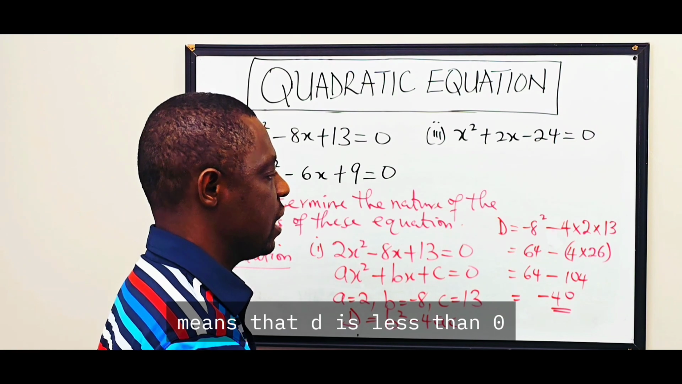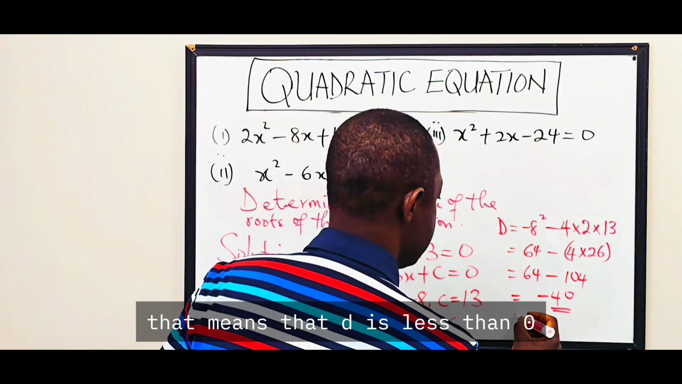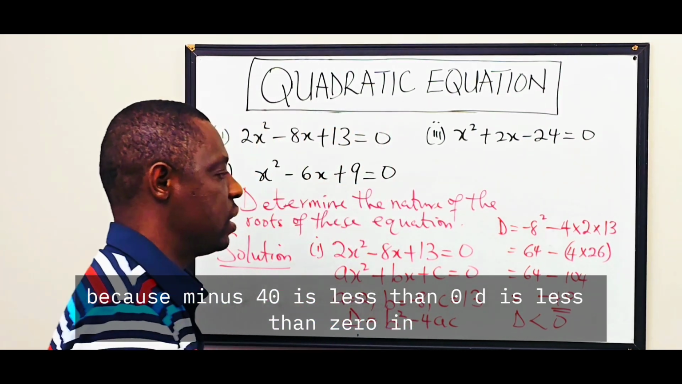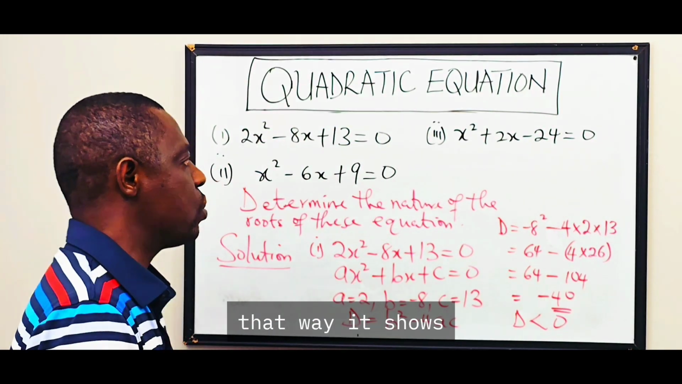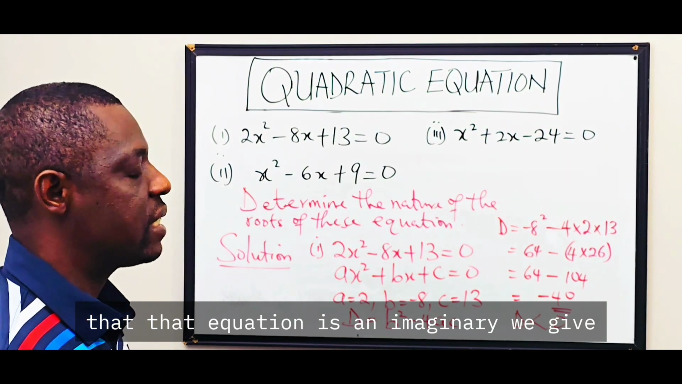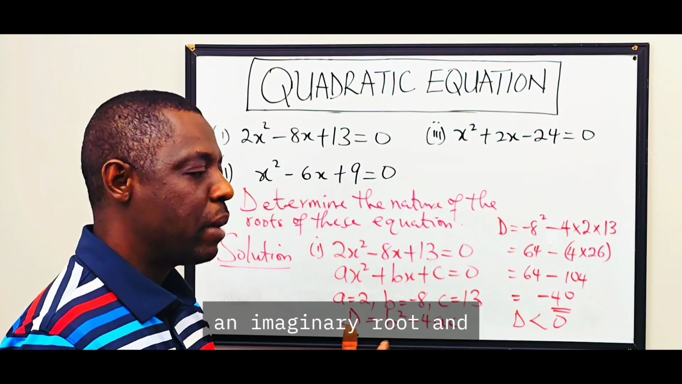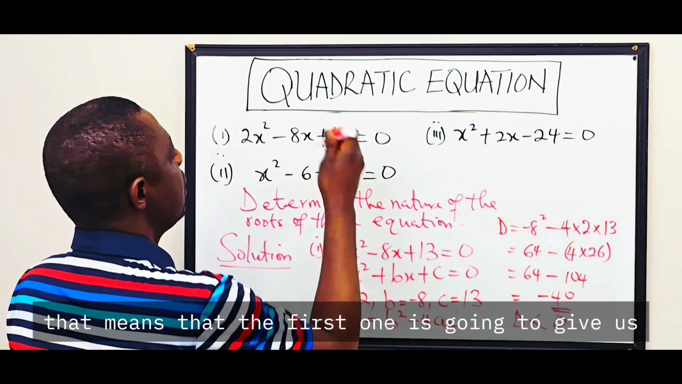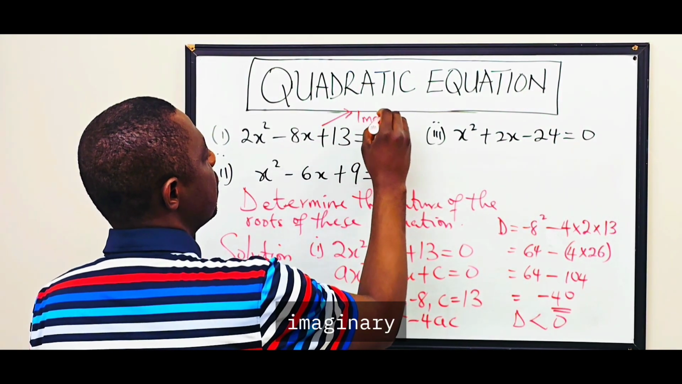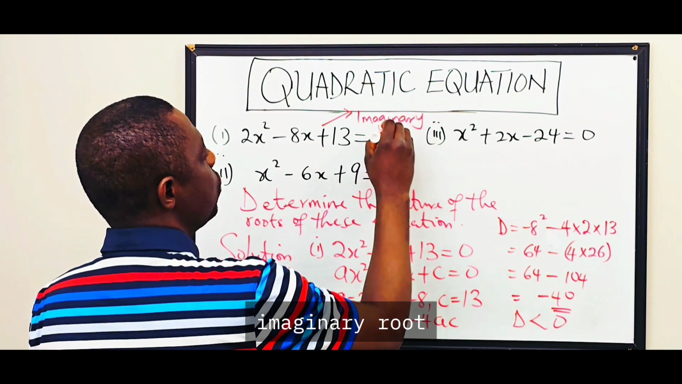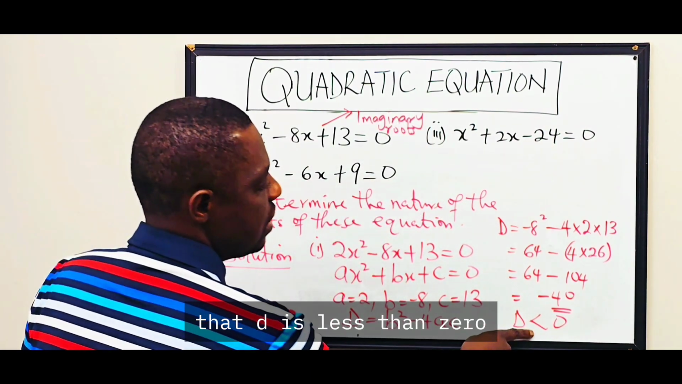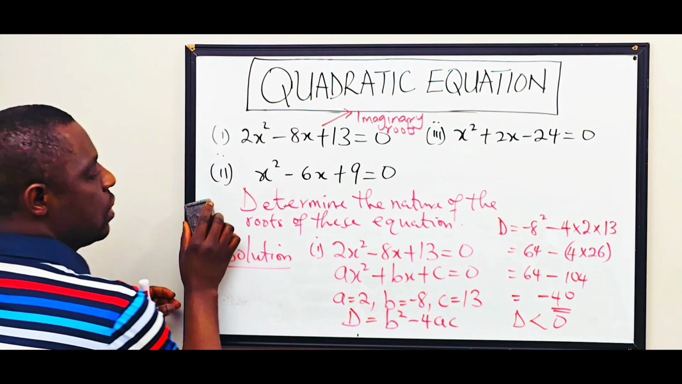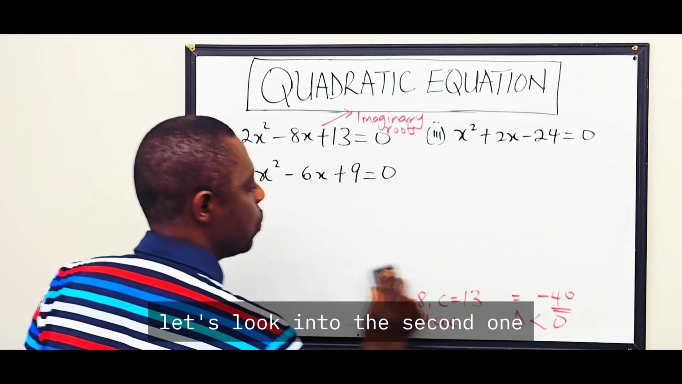So minus 40 means that d is less than 0, because minus 40 is less than 0. In that way, it shows that the equation has an imaginary root and it's not a real root. So the first one is going to give us an imaginary root, and the reason is that d is less than 0, because d gives us minus 40. So let's look into the second one.